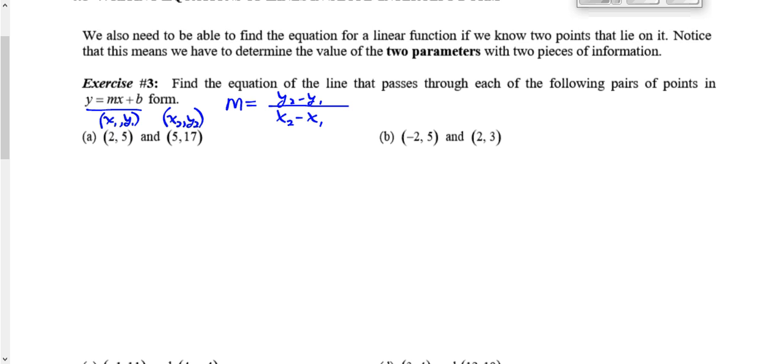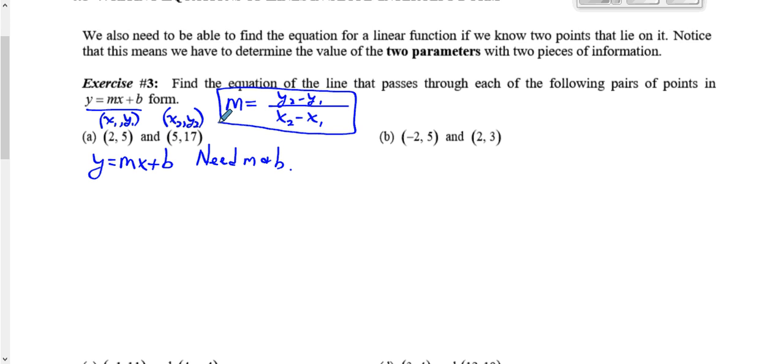Okay, so first thing I want everyone to do is write this down. Y equals MX plus B. You say, we need M and B. So in this case, we're given 2 points. How are we going to find our M for that equation? Put them into the slope M formula.